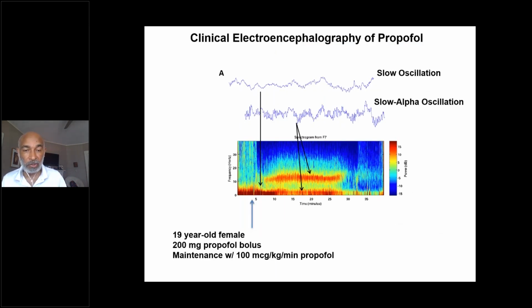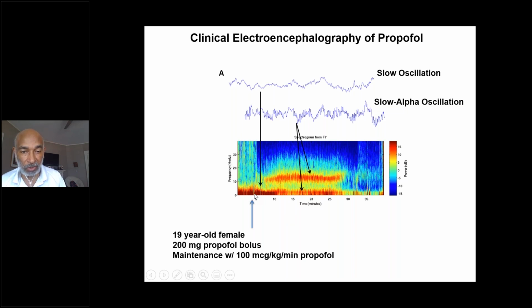So I'm going to show these in terms of spectrogram over time. So this is the case of a woman I took care of a few years ago. She's 19 years of age, and she was having a small procedure. So we gave her Propofol, gave her 200 milligrams here. And then over time, we maintained a Propofol infusion, which you can see the time running on this axis here. So time here, this is the frequency of the oscillations here, and this is the spectrogram here. The colors are color-coded in decibels.